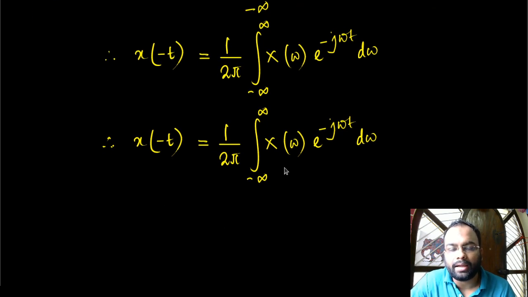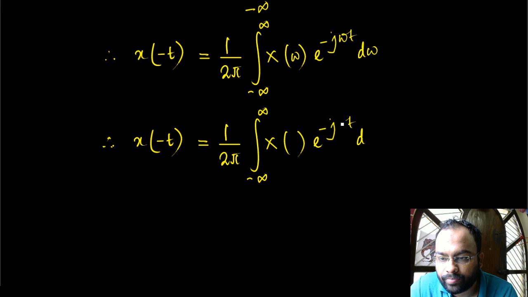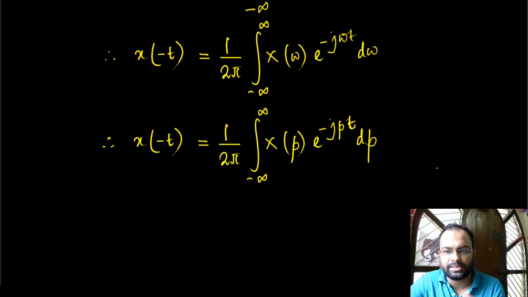But try to understand that this is a definite integral, where omega is the variable of integration. So instead of saying omega, I can give it any name I want. I can say p, for example. Is there any problem with that? Of course not, because we're just replacing dummy variables, dummy names.